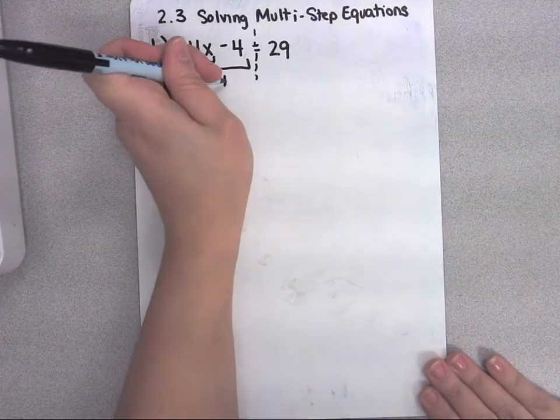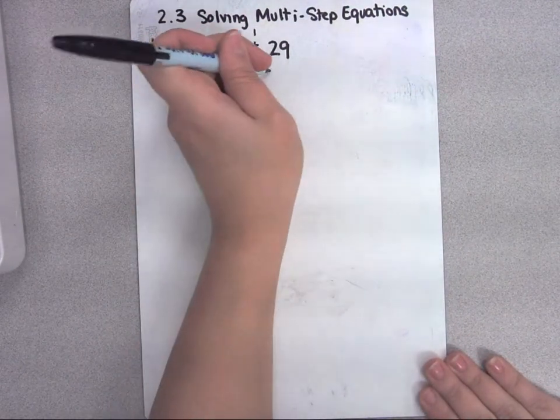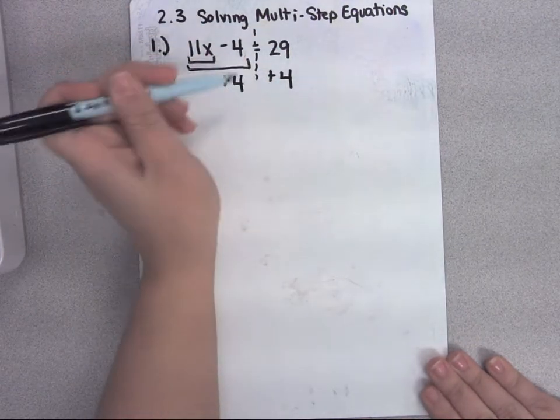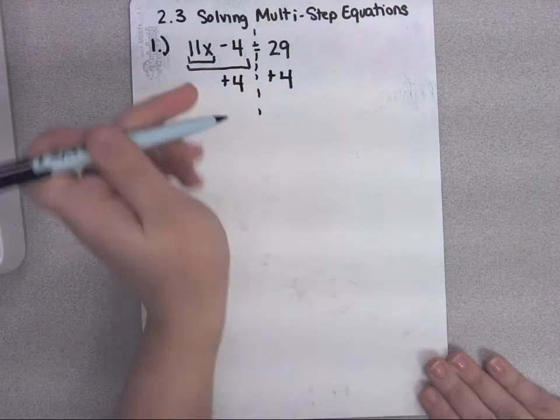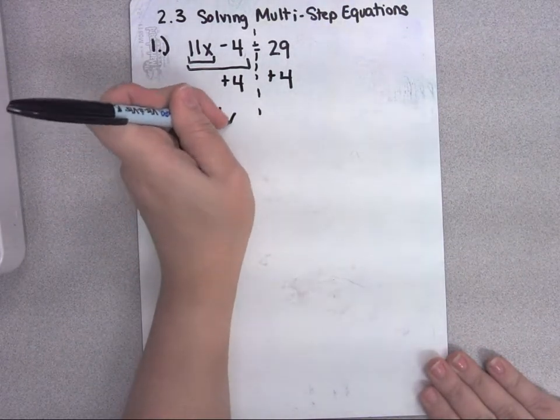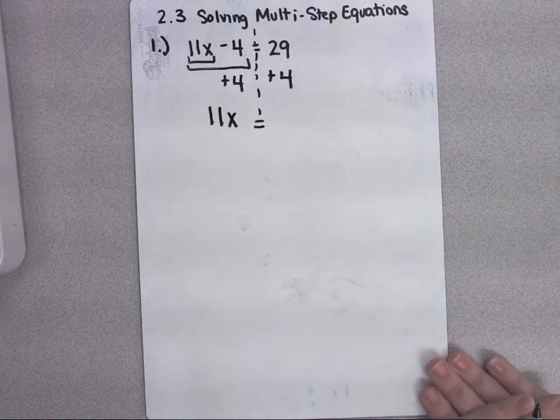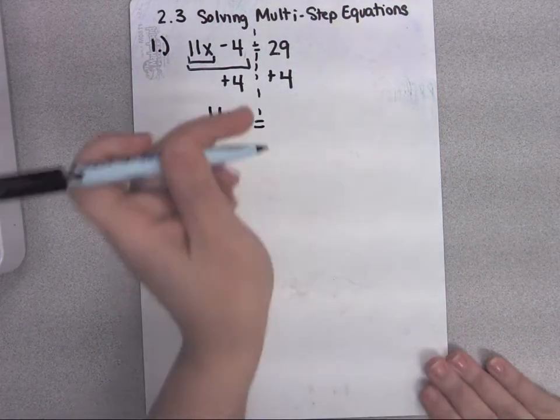Add 4 to only the like term. So add 4 to both sides. So add 4 to the -4 and add 4 to 29 because we're adding 4 to both sides of the equal sign. So we leave the 11x because we did not touch it. Keep the equal sign. What is 29 plus 4? 33.